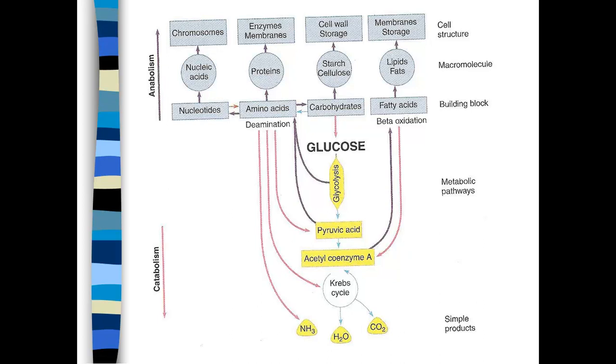You see the central metabolite pyruvate here, pyruvic acid. All of these different products can go either towards energy generation through catabolism, or up through the top, you can have amino acids converted to nucleotides for nucleic acids, and amino acids from pyruvic acid and acetyl-CoA form proteins. You can have carbohydrates that can form starch and cellulose for cell walls. And then you can have fatty acids for lipids and fats and for membranes.